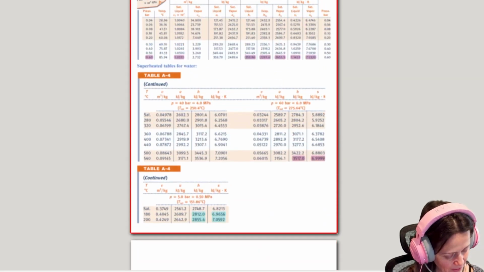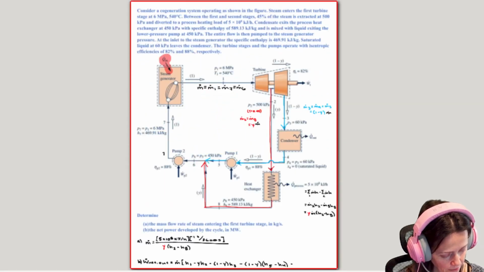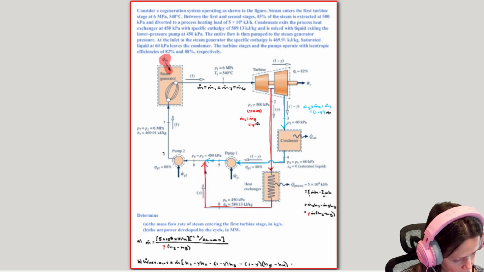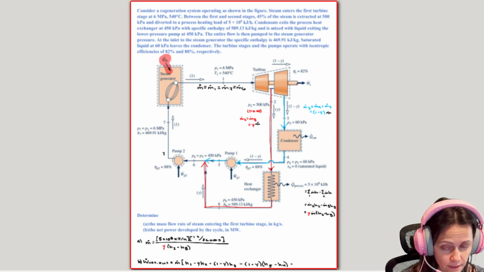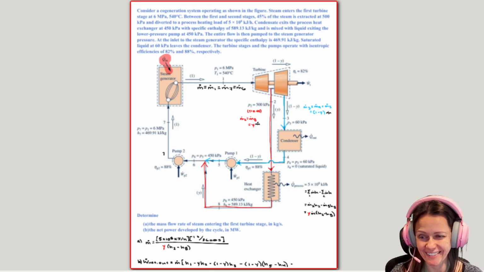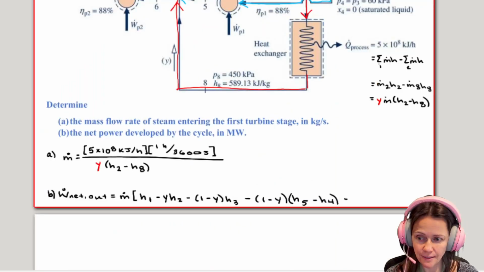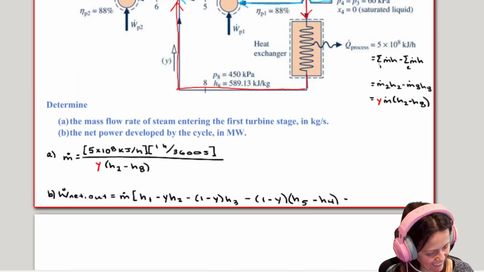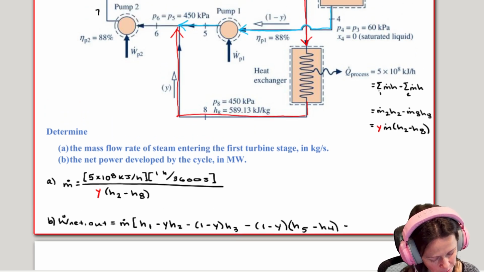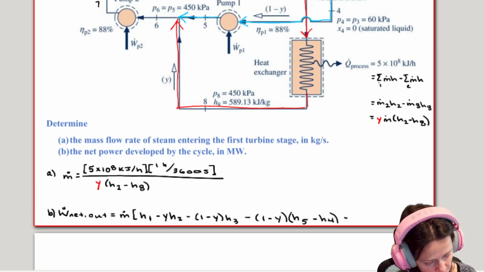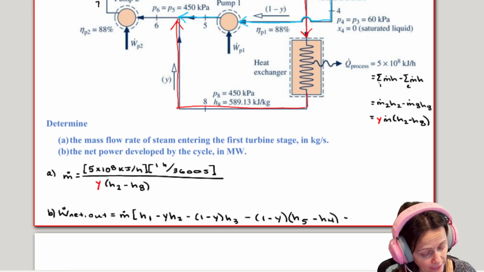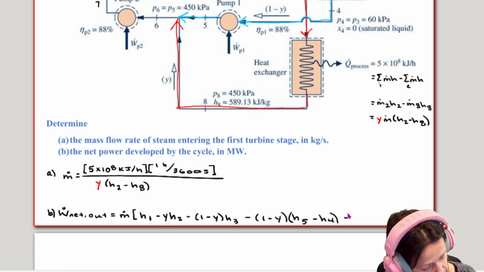Sorry, y'all. All right, and then it'll be between 6 and 7, so it's going to be h7 minus h6.